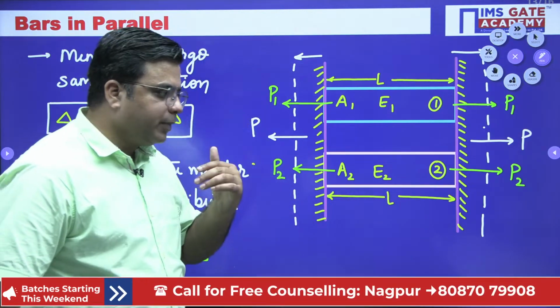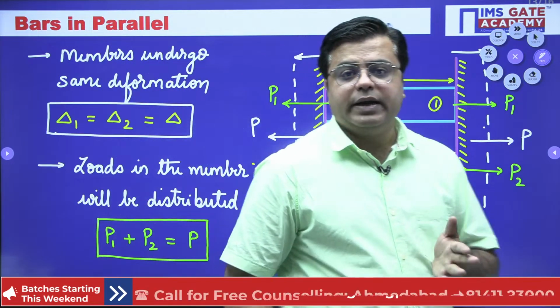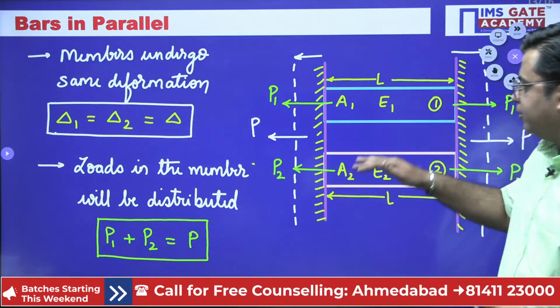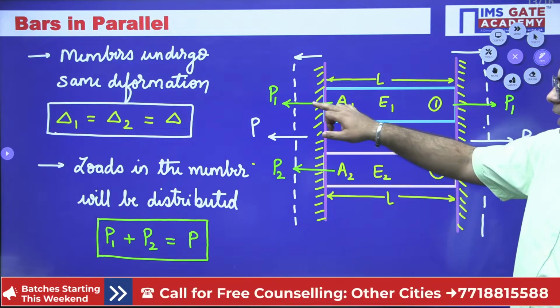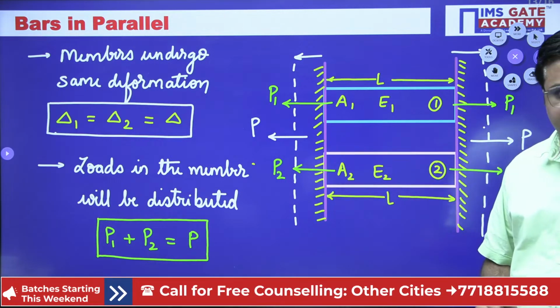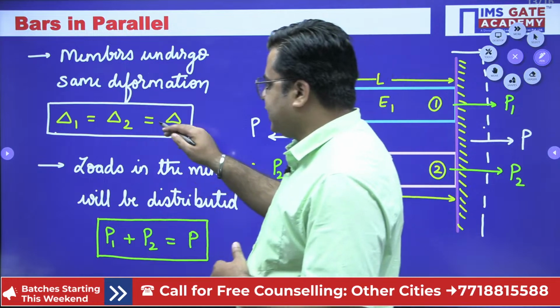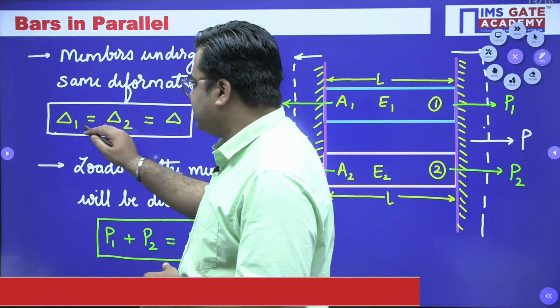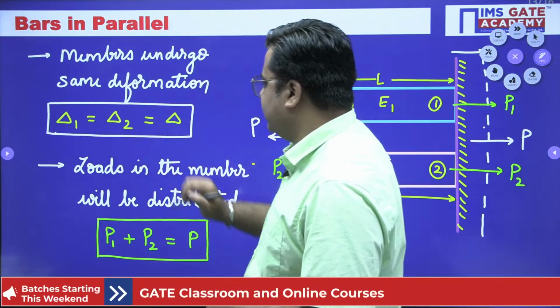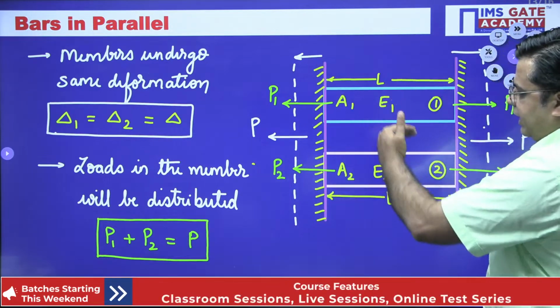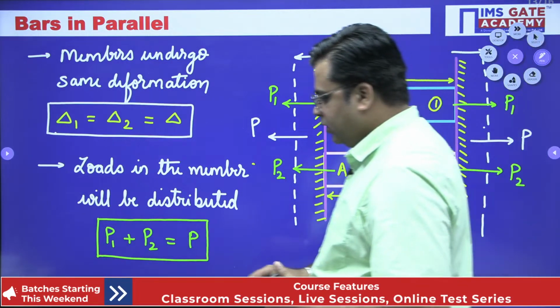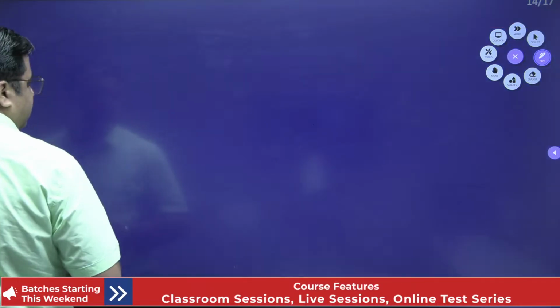Now the next topic of discussion is how to get how much amount of load these two members will be having. That is the calculation of P1 and P2, okay? So again we will proceed with the same thing. We have one relation which says that your total deformation is equal to the individual deformation of the members. So we will write the individual deformation of the member.